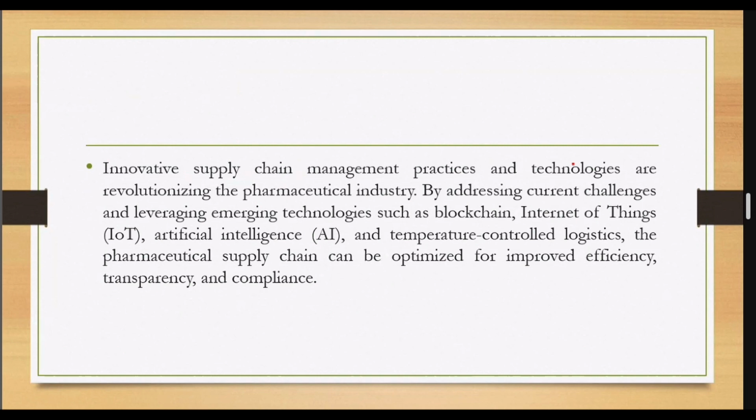So what are the challenges the industry has faced? Because supply was not there, there was no inventory, and they had to depend on suppliers from outside the country, and that is how the global supply chain disruption happened. Over a period of time, technology came into the picture: blockchain, Internet of Things, artificial intelligence and cold logistics. Then optimization of the pharmaceutical supply chain happened. That optimization leads to efficiency, transparency and compliance. This is how things happen.